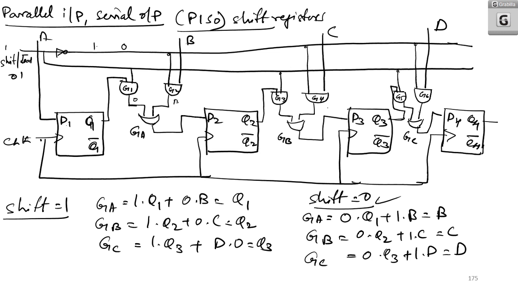Now, in the next lecture, we'll be dealing with some counters based on these shift registers. We'll have two types of shift register counters, that is the ring counter and the Johnson counter. How to design this ring counter and Johnson counter based on any of these shift registers, that we will deal with in the next lecture.